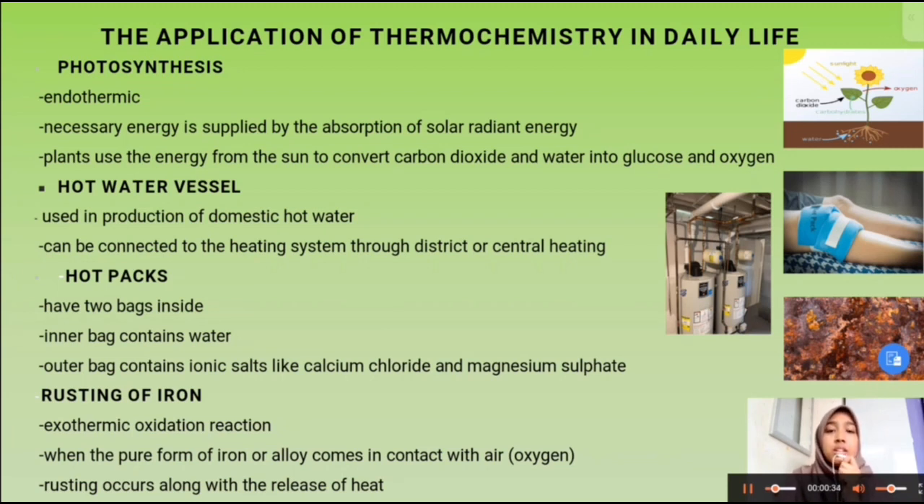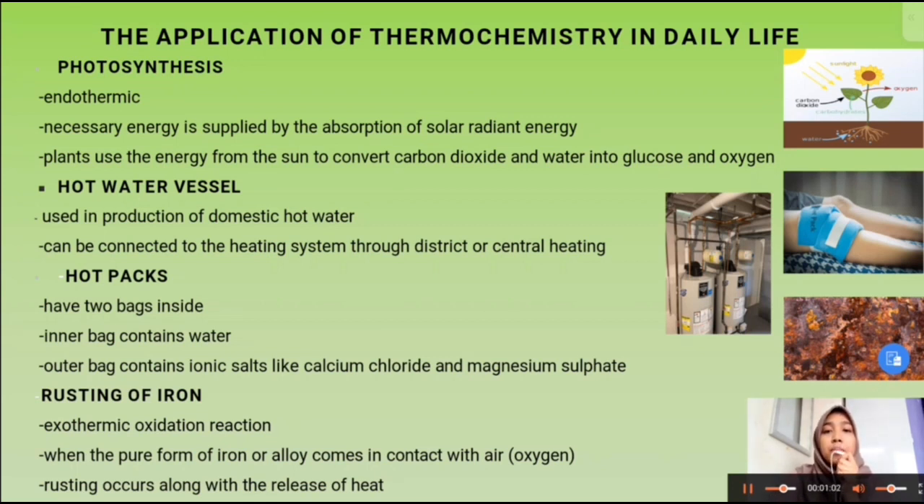Other than that is the hot water vessel. A hot water vessel is used in the production of domestic hot water. The hot water vessel can be connected to the heating system through district or central heating, and one or more heating spirals connect to the heating system, and domestic hot water is added to the tank in the bottom, with the domestic hot water being removed from the top.